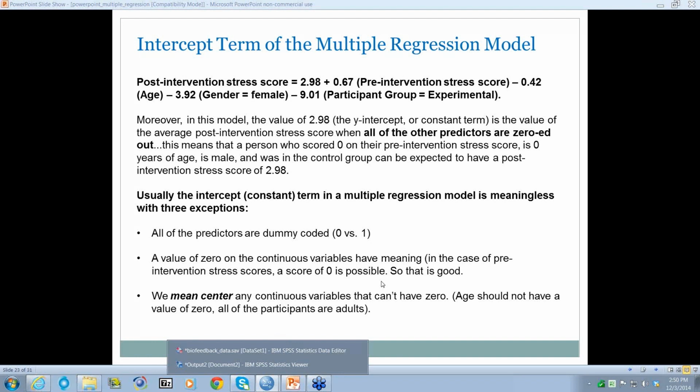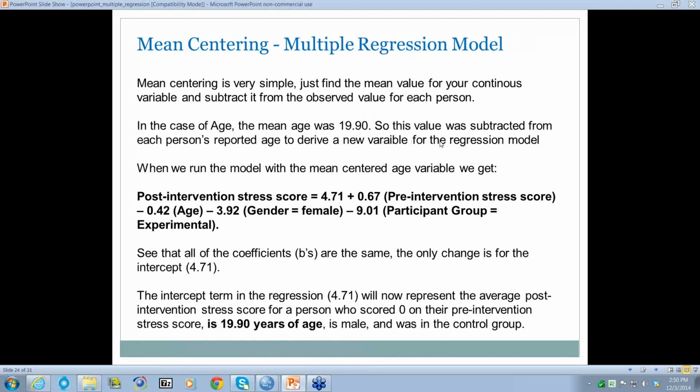So whenever we have something like that and we really want to get our intercept to tell us something better, that's when we'll mean center. We'll mean center any of the continuous variables that can't have a 0. And so that would be age in our case. They shouldn't have a value of 0 because all the participants are adults. Okay, so it's very simple to do a mean center. You just find the mean value for your variable, in this case age, and you subtract it from all the observed values for each person.